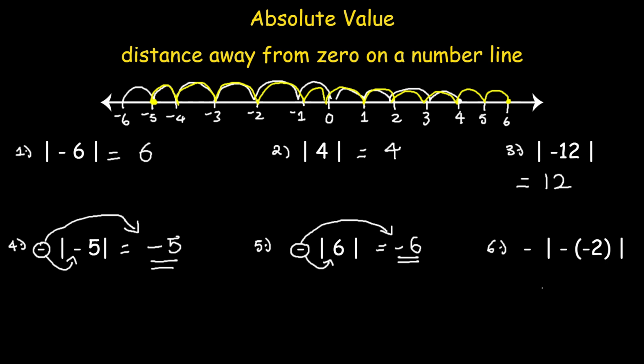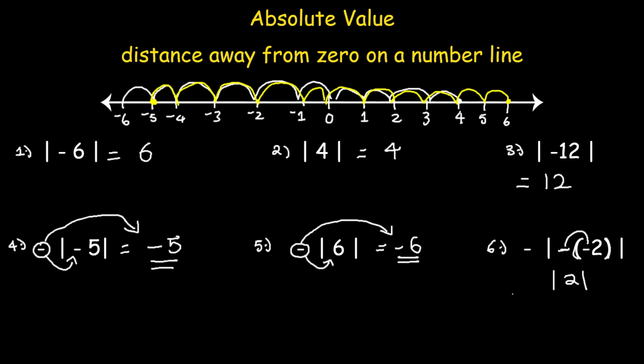Alright, what about problem number 6? Let's find the negative absolute value of negative open parenthesis negative 2 close parenthesis. Before we start solving for absolute value, let's look inside the absolute value because we have a negative sign here and we have this constant inside parenthesis. So we need to solve this first. We need to distribute. Negative times a negative will give you positive. So we will end up with the absolute value of positive 2.